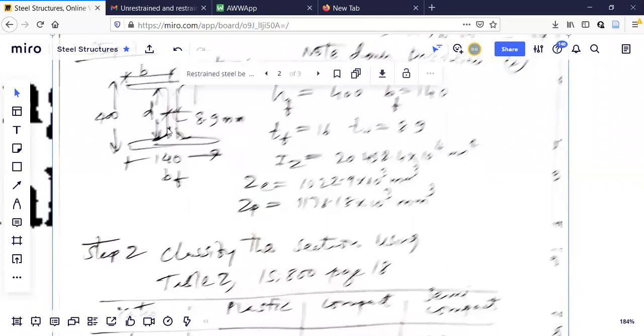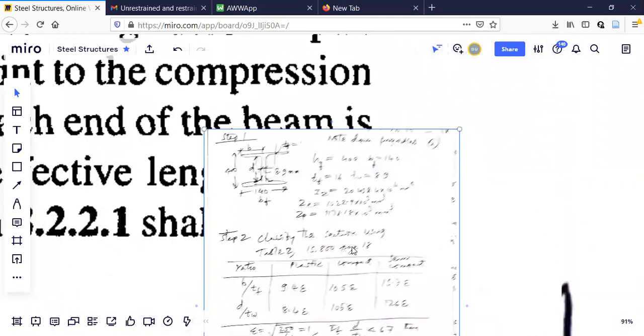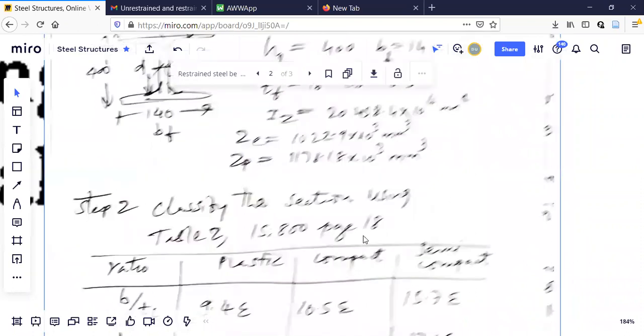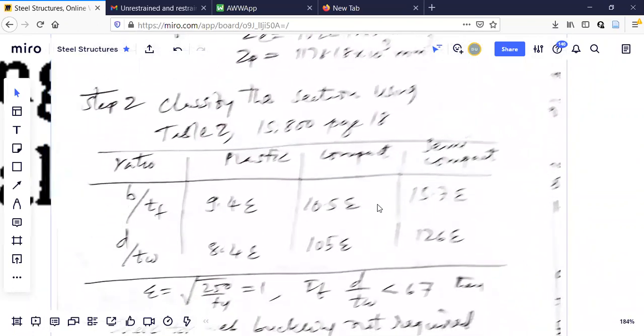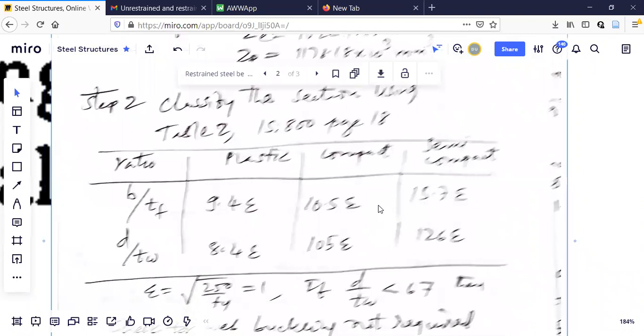The radius at the junction of web and flange is not required, so it is not noted here. Whatever is relevant, once you solve, you will come to know which are to be noted. This table you don't have to write in the answer when you actually write the solution. This is only to check whether the beam is plastic, compact, or semi-compact. It goes with the ratios B by TF, D by TW.